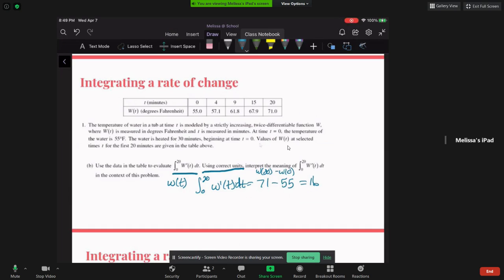The best way to describe that is that the water temperature is increasing by 16 degrees over the interval from t equals 0 to t equals 20. So that is 16 degrees over 20 minutes.